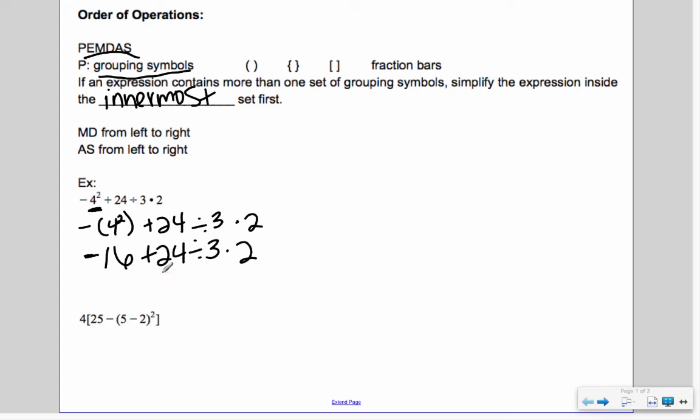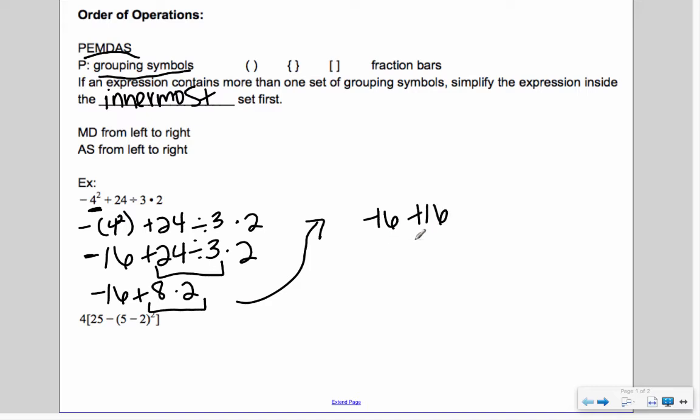Okay, so we have no more grouping symbols. We don't have exponents, so now we need to look at multiplication, division. This right here is addition. This is division and then multiplication. So we're going to do this first. 24 divided by 3 is 8, so negative 16 plus 8 times 2. Now we're going to do this. 8 times 2 is 16. Negative 16 plus 16. All we have left is one operation, addition. Negative 16 plus 16 is 0. That is your final answer.